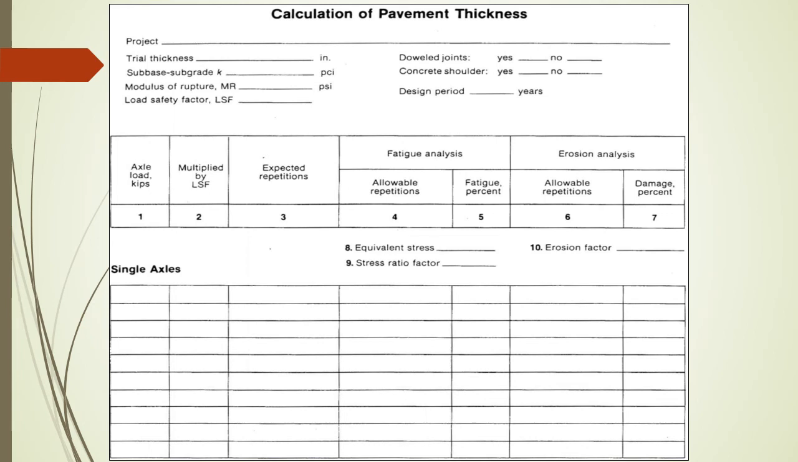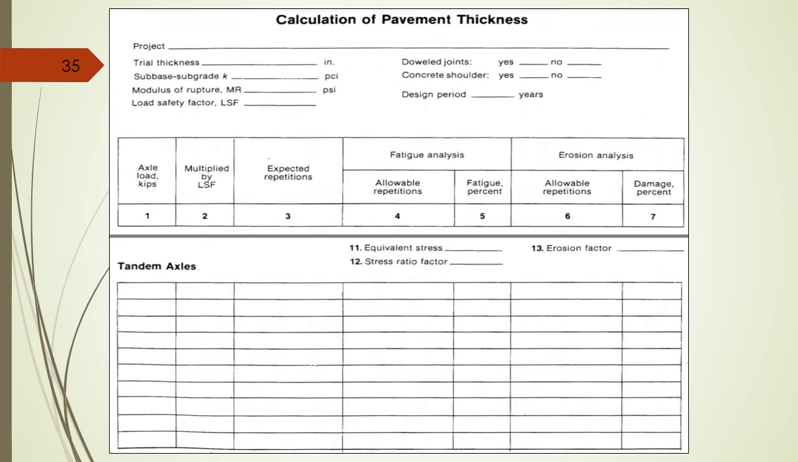I also left you 2 papers on how to apply the PCA design method. Here you have the trial thickness, sub-base, subgrade, modulus of rupture, load safety factor, type of load transfer, concrete shoulder used or not, design period, axle load multiplied by load safety factor, and so on. So this is the same paper but for tandem axles. The previous one was for single axle.